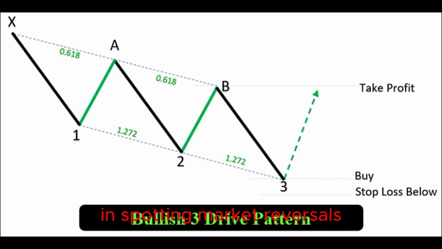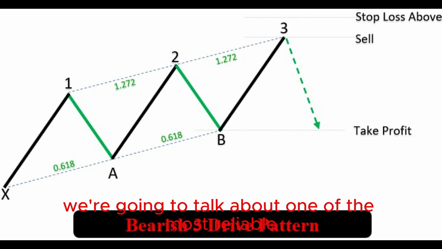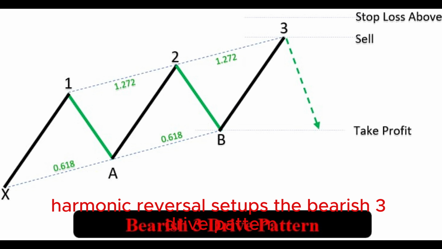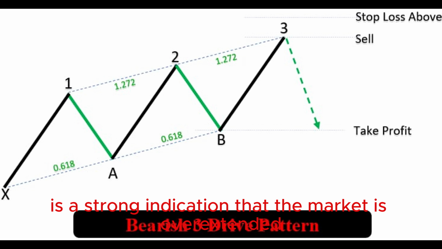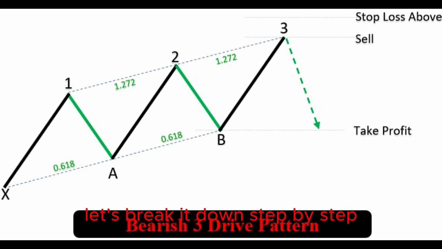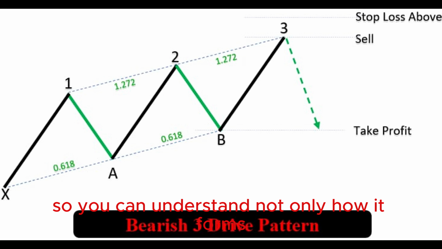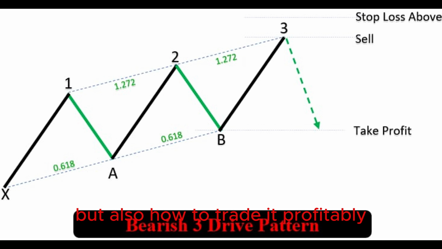in spotting market reversals. We're going to talk about one of the most reliable harmonic reversal setups, the bearish 3-drive pattern. This pattern is a strong indication that the market is overextended and ready for a reversal. Let's break it down step by step so you can understand not only how it forms, but also how to trade it profitably. As you can see in the diagram, the pattern begins at point X, and the market makes its first strong bullish leg up to point 1.